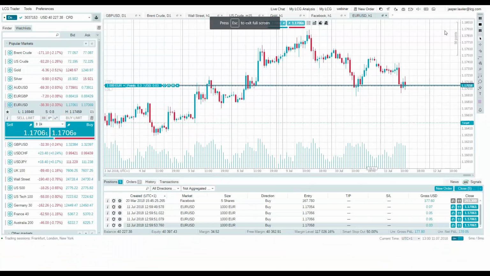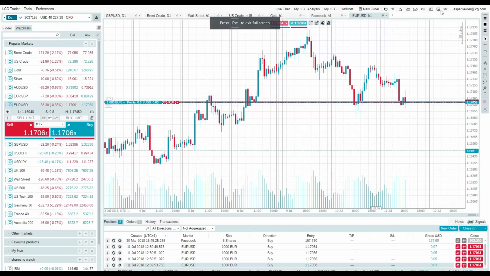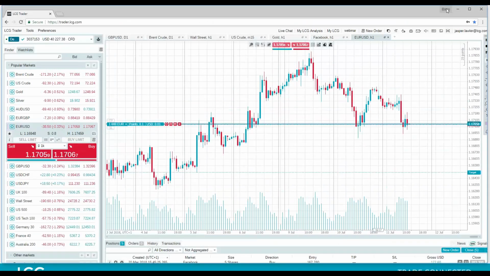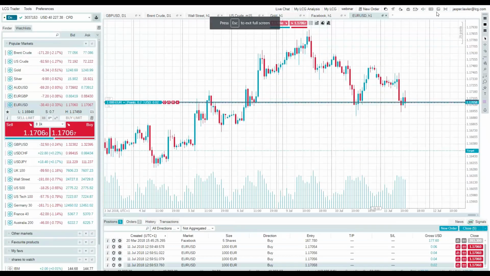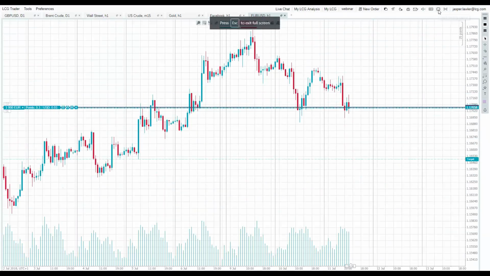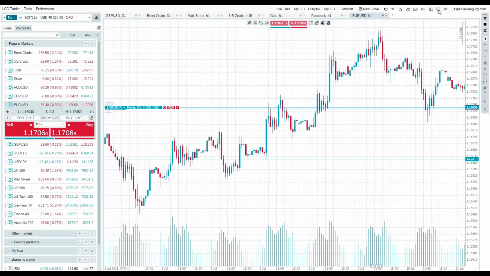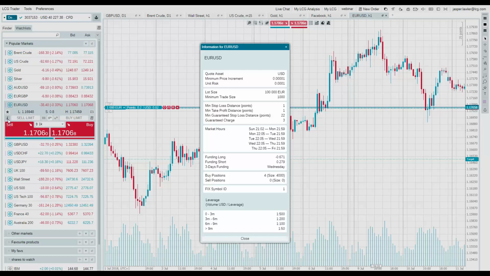If you don't want to distract yourself, you can change the view. I'll put it into full screen there, and I've changed it out to full screen again. What am I doing? Oh, there you go. Get rid of the watch lists, have just the chart on the screen. And then if we wanted to have a look at some more information on the euro, this is where you can really get a full feeling as to how it's traded on the LCG Trader platform.